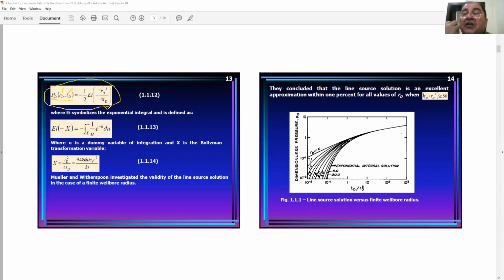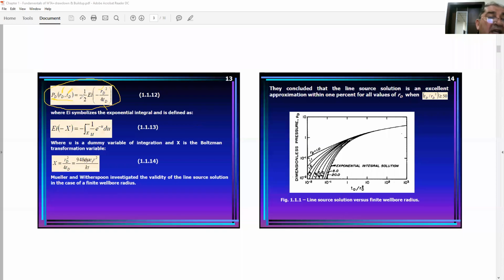Now, guys, do you know what the Ei function means? How can we calculate the Ei function? Have you heard about the Ei function before? No, sir. Okay. If you Google Ei function, you're gonna have it. Using your laptop or desktop, just put Ei function, Google it, and you will have a lot of information on the Ei function.